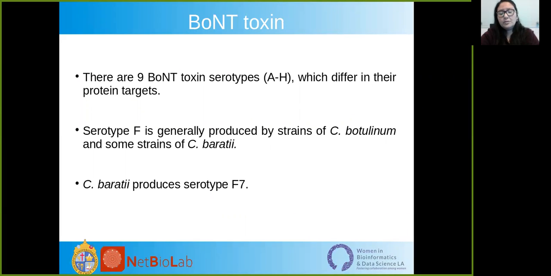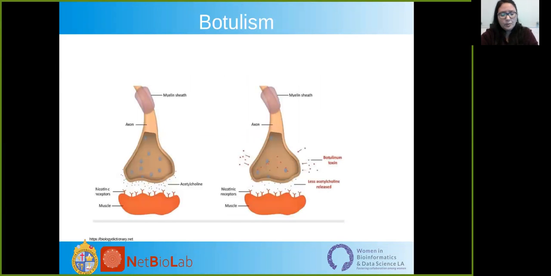There are 9 BoNT toxin serotypes, which differ in their protein targets. Serotype F is generally produced by a strain of Clostridium botulinum and some strains of Clostridium baratii. Clostridium baratii produces the serotype F7. The BoNT toxin produces botulism. Botulism is characterized by a flaccid paralysis due to the blocking of neurotransmitter release, usually acetylcholine, at the neuromuscular junction.